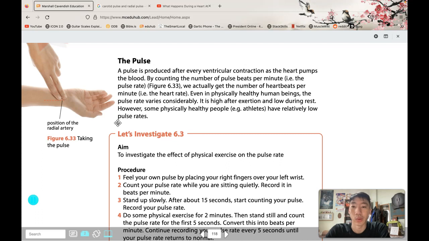In the previous lesson, we were talking about the structure of the heart as well as the blood vessels. So let's continue from there. Alright, let's talk about the pulse. So what is a pulse?